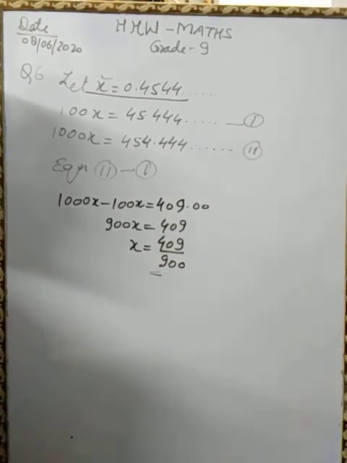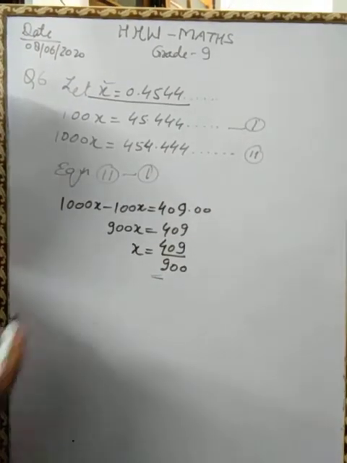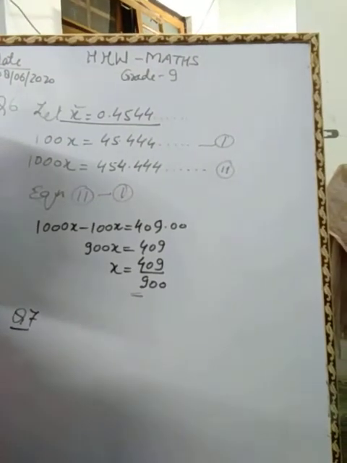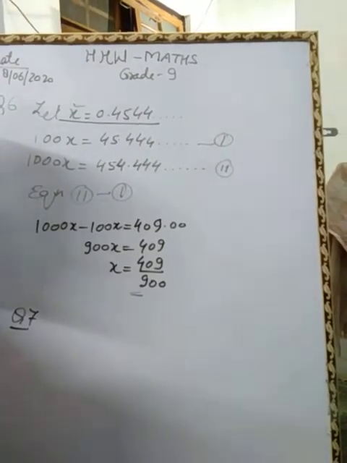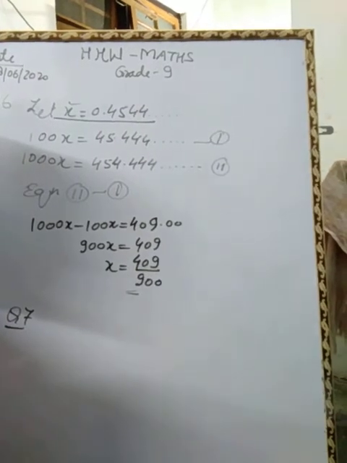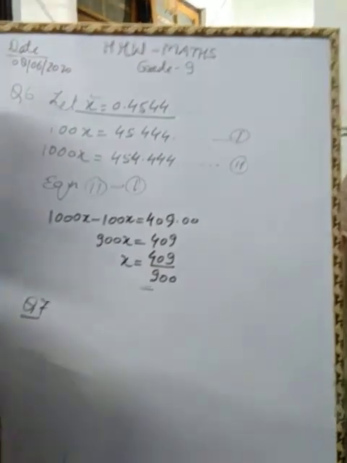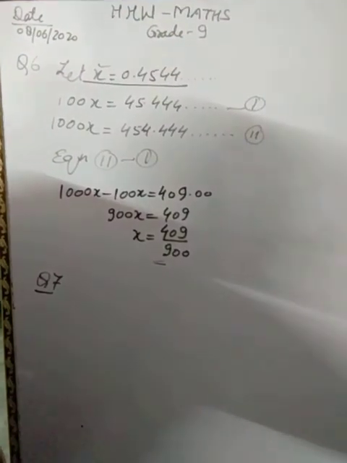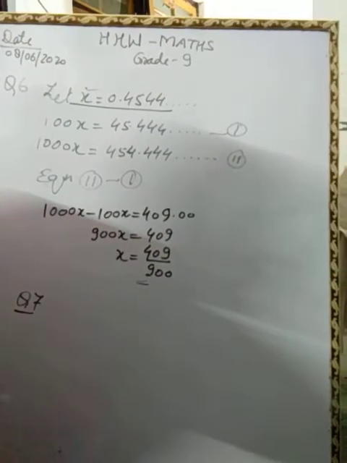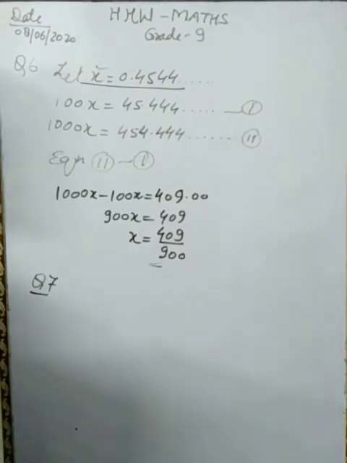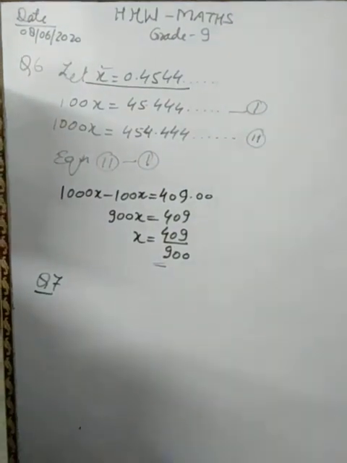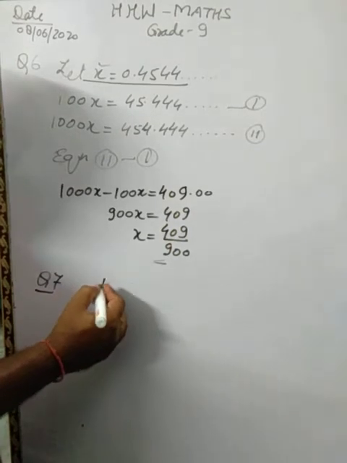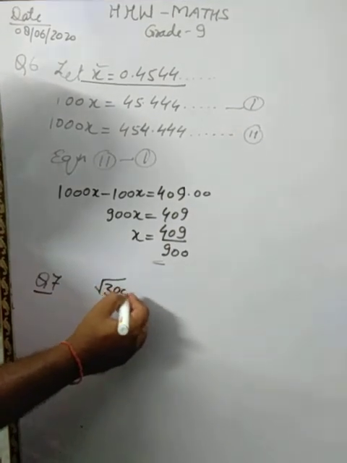Now just move for the next question, question number 7th. Find the rationalizing factor of root 300. It is given as root 300.